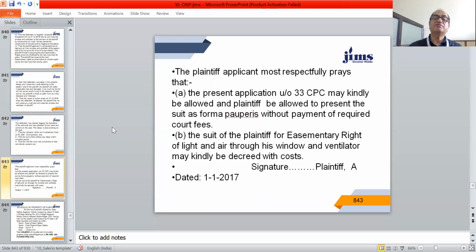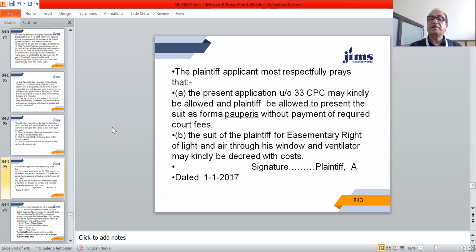Now, the last paragraph: the plaintiff applicant most respectfully prays that, first prayer, A, the present application under Order 33 may kindly be allowed and the plaintiff be allowed to present the suit as a pauper without payment of the required court fees. Second relief, B: that the suit of the plaintiff for easementary right of light and air through his window and ventilator may kindly be decreed with costs.